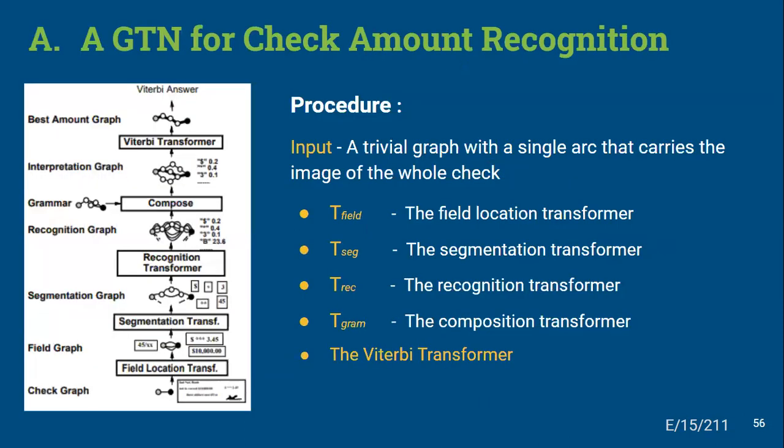A GTN for check recognition, check amount recognition. The input for the check reading system is a trivial graph with a single arc that carries the image of the whole check. There are mainly five steps: the field location transformer, the segmentation transformer, the recognition transformer, the confusion transformer, and finally the Viterbi transformer, and it returns a Viterbi answer.